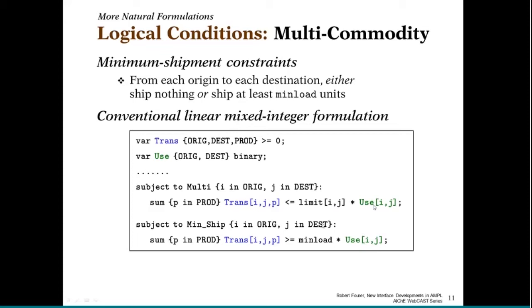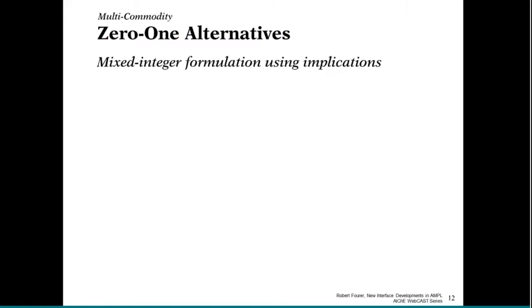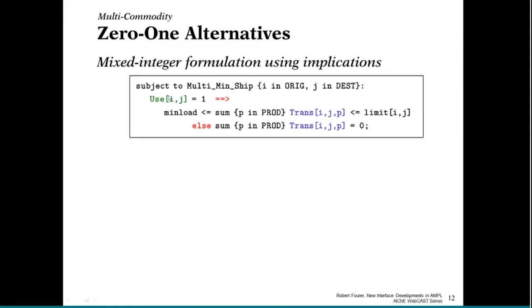And the great thing is it's linear, so I can send it to CPLEX or Gurobi or whatever. Now, what we could do is make the language more natural by saying, this implication, we could say, look, if use ij is 1, then the amount shipped has to be between some minimum and this limit on the shipments. Otherwise, it should be 0.